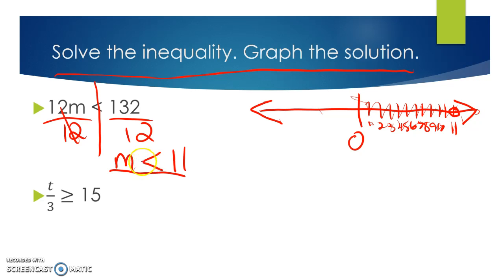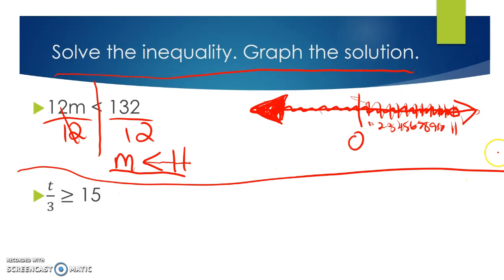Like I said, your less than sign kind of shows you where the arrow is going. The arrow is going this way, so any number that is less than 11, all the numbers that are less than 11, get colored in, including the arrowhead, because this goes on forever. All the numbers forever that are less than 11. If you need to pause now, you can, so that you can take this down.